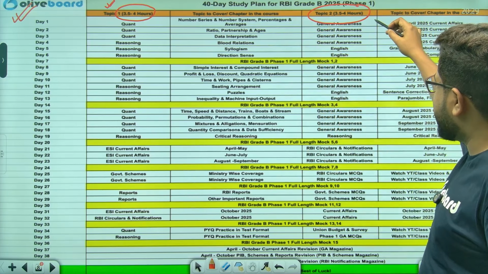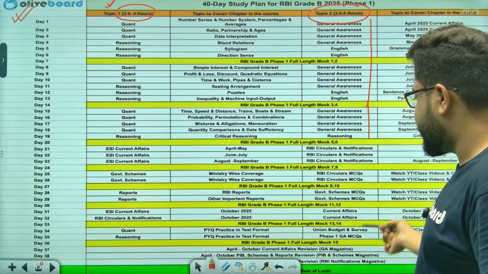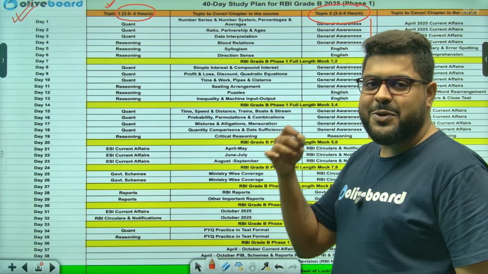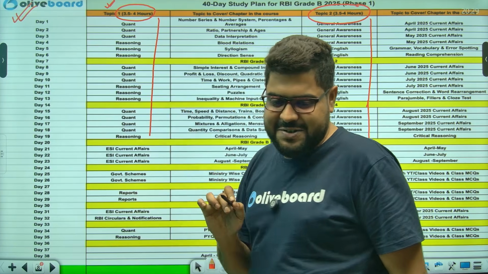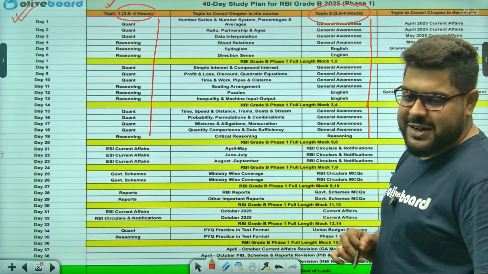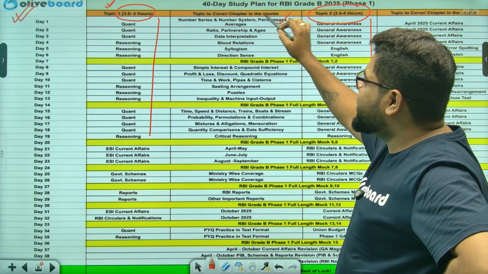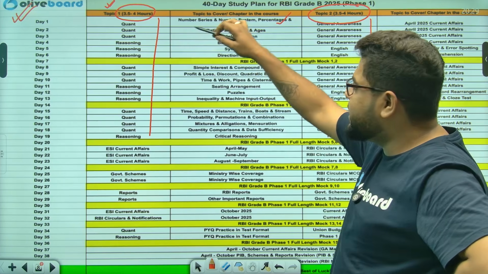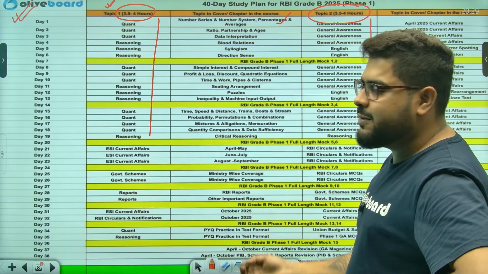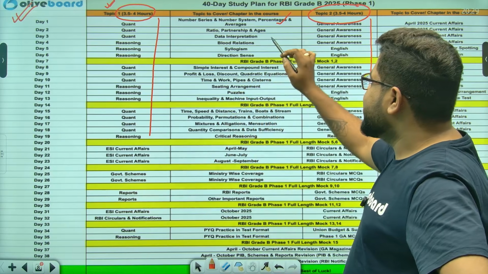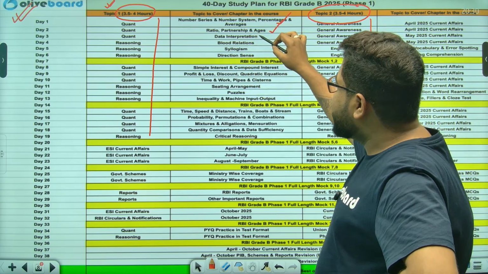So evening we have kept it for GA and English, a little bit of reasoning here as well, right? Morning में थोड़ा दिमाग अच्छा चलता है. So this is mostly for quant and reasoning, at least in the first 18-20 days. So you see, quant, number system, percentage, average, these are all the revisions, right? Given that you have gone through the basics. So ratio, percentage, partnership, ages, data interpretation.